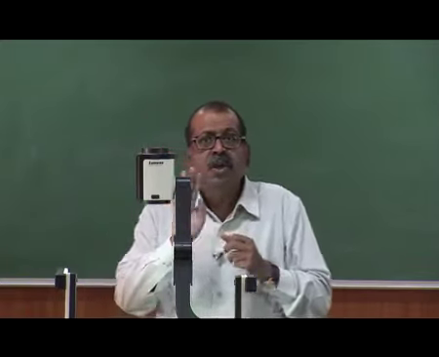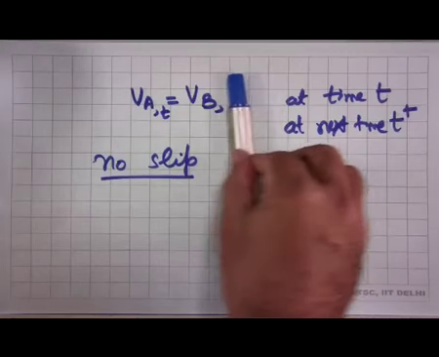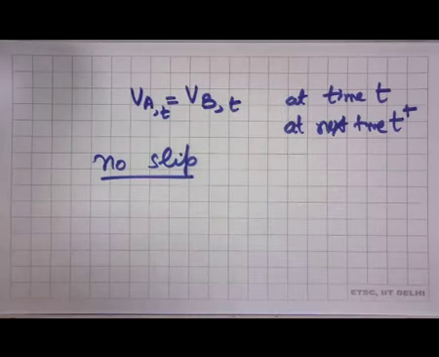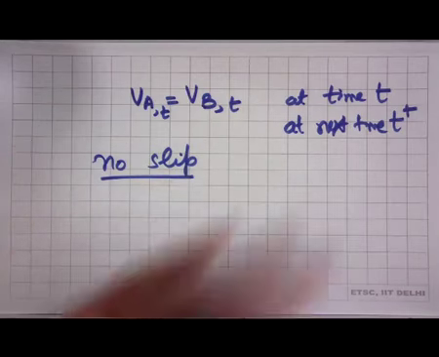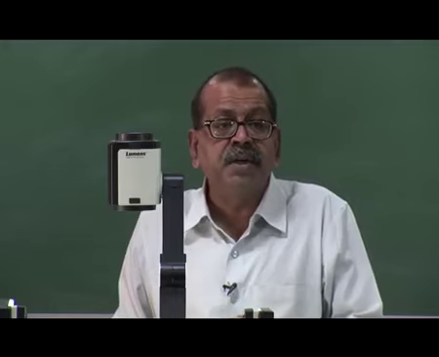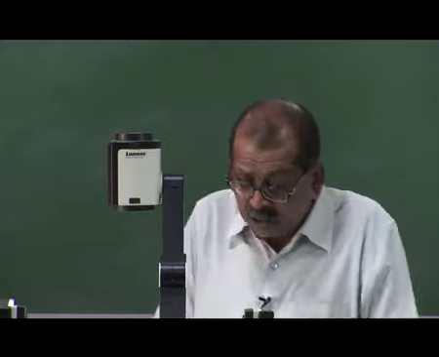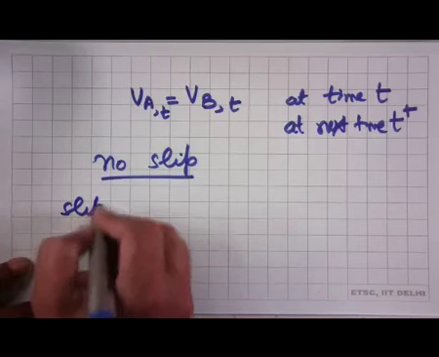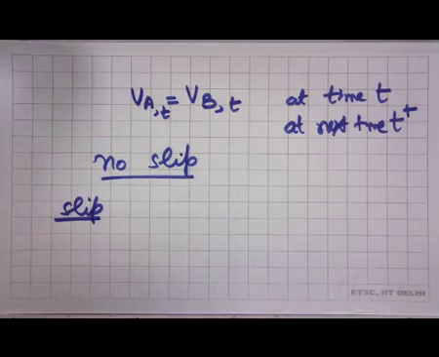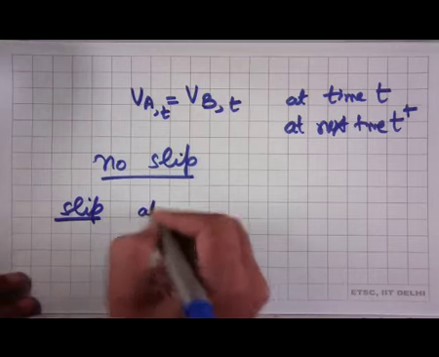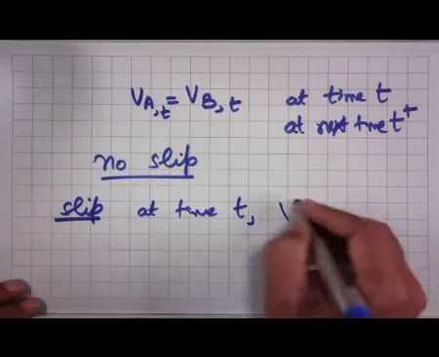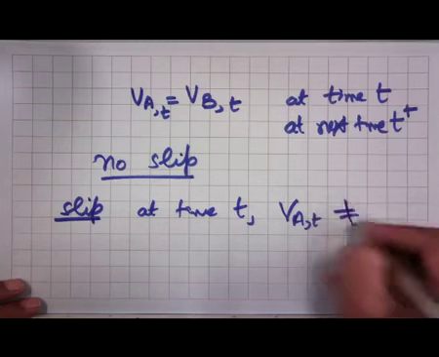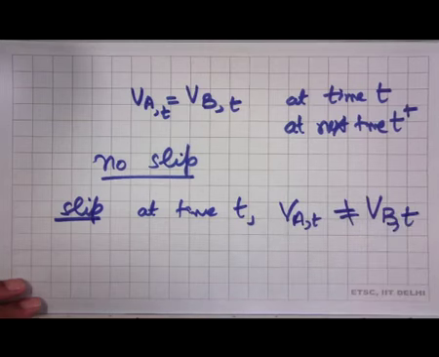So, slip is when we have movement of body 1 with respect to body 2. This condition, when velocities are equal at the contact point at this time and at the next time, is called no slip. Now, the second condition: if there is no slip, there should be something called slip, and what slip means is that at the time t when you are observing the two bodies, V A T is not equal to V B T.